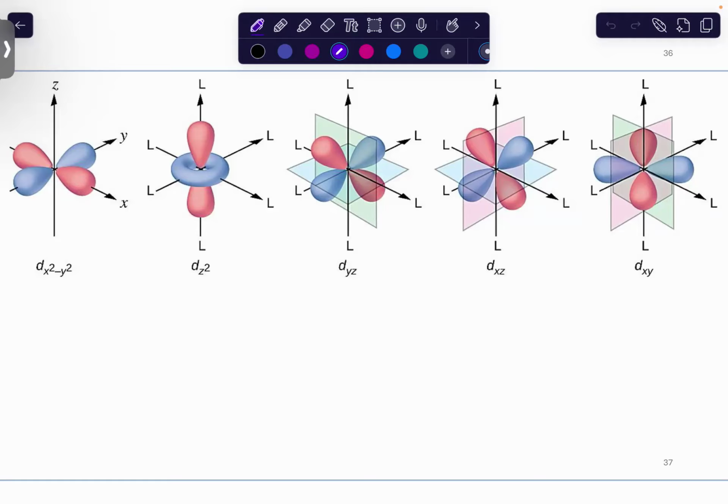Did we already go through all these? What do I have? I've got the individual ones drawn, and then we did the A1G. Oh, okay. So we did the A1G.